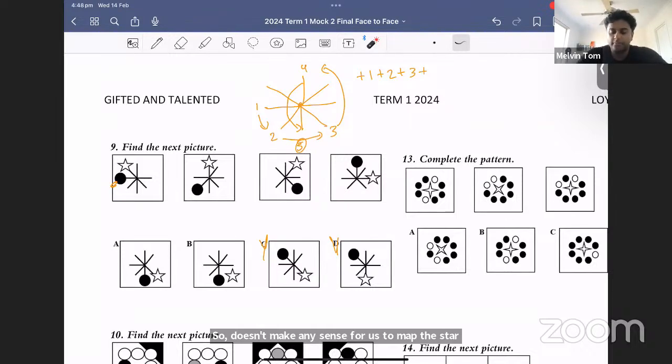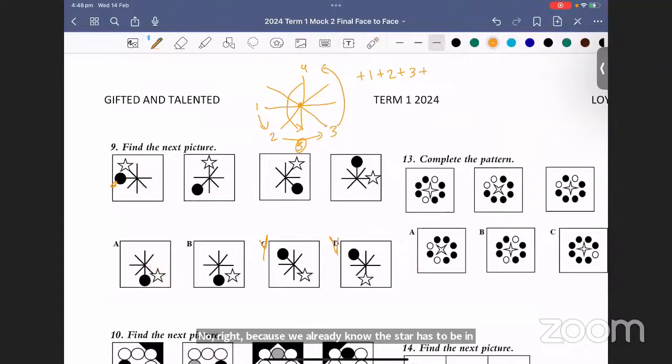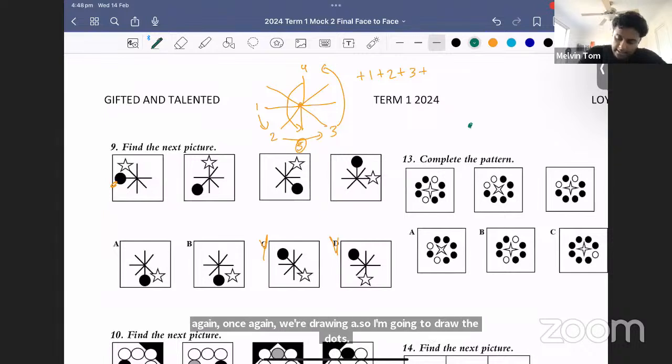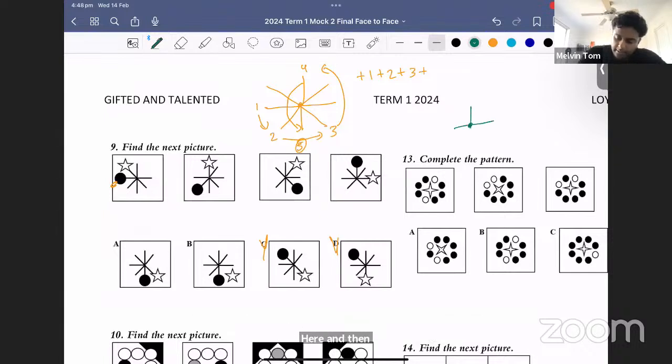No, right, because we already know the star has to be in the bottom right. So let's map the missing line. Once again, we're drawing a dot. I'm going to draw the dot here, and then an 8-sided map here. The missing line starts off here at 1, then it goes here to 2, then here to 3, and then here to 4.